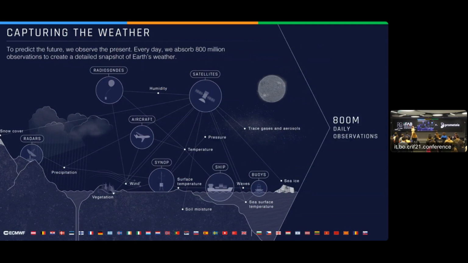So when we talk about big data, we're already receiving more than 800 million observations per day. So this is really a lot of data to process, and we have to choose which ones we put in the model there.